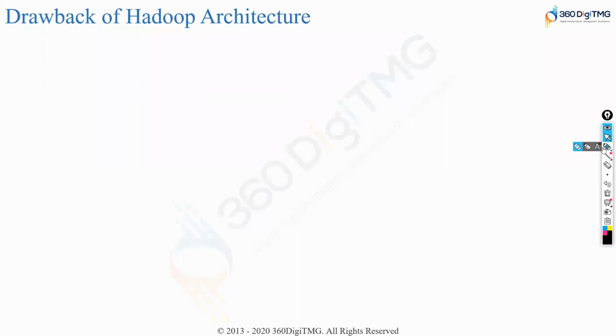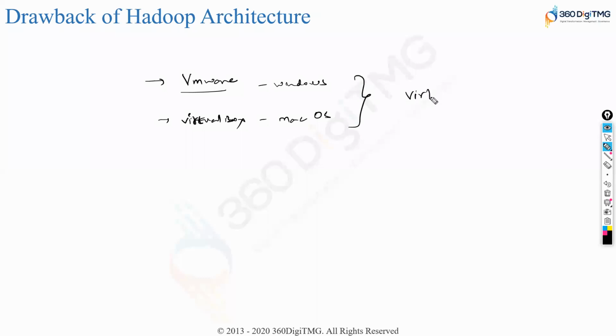So we need to install software, probably tomorrow. We'll start with creating a VMware instance. VMware is software that you will have to download. If you're using Windows, I would recommend using VMware. If you're using Mac OS, then there is something called VirtualBox. You will be using this. These will create a virtual machine for us.